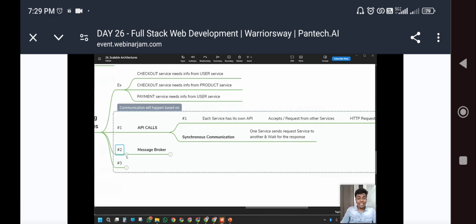The second way is a message broker. I don't know whether we have studied it or not. Message broker, you just imagine like a YouTube channel, guys. A YouTube channel is a certain topic. You can see the Pantech.ai or What is Your Hub YouTube channel. Whoever is subscribed to that topic, they are all going to get the notification whenever a new video gets posted.